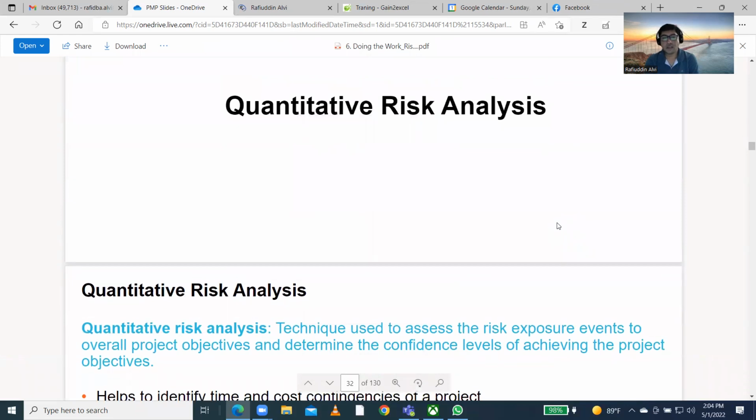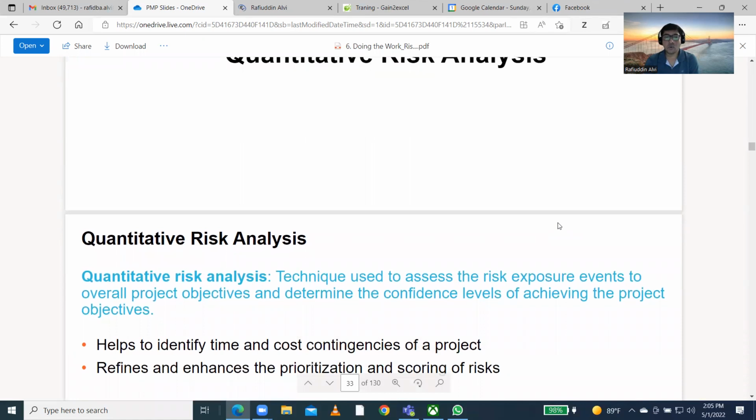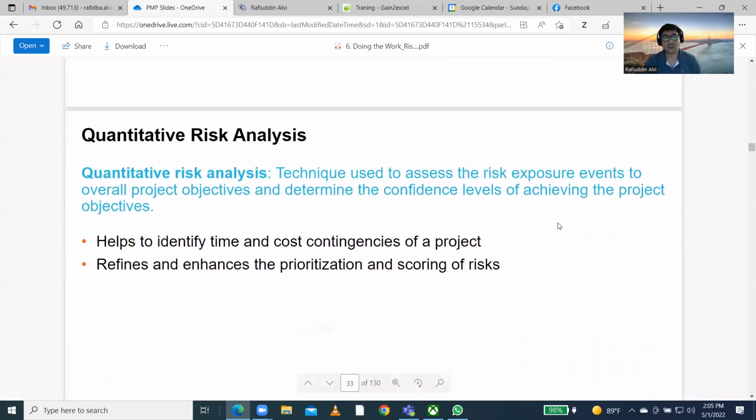Then quantitative risk analysis is a technique used to assess the risk exposure of an event to the overall project objective and determine the confidence level of achieving the project. It means how you can proceed with the project further by mitigating this risk. It helps to identify the time and cost contingency of the project. It means if this risk occurred, what additional time and additional costs you need to spend.